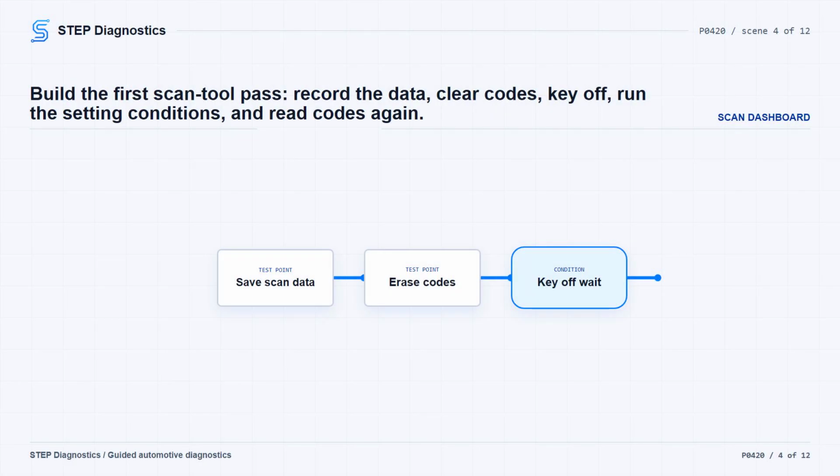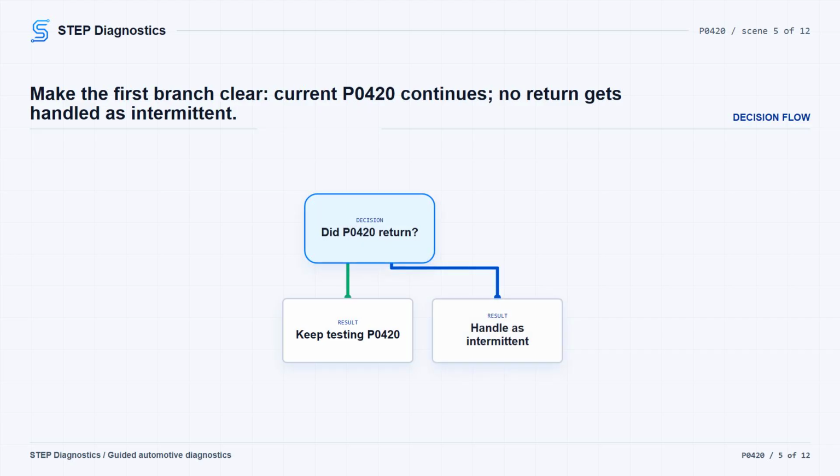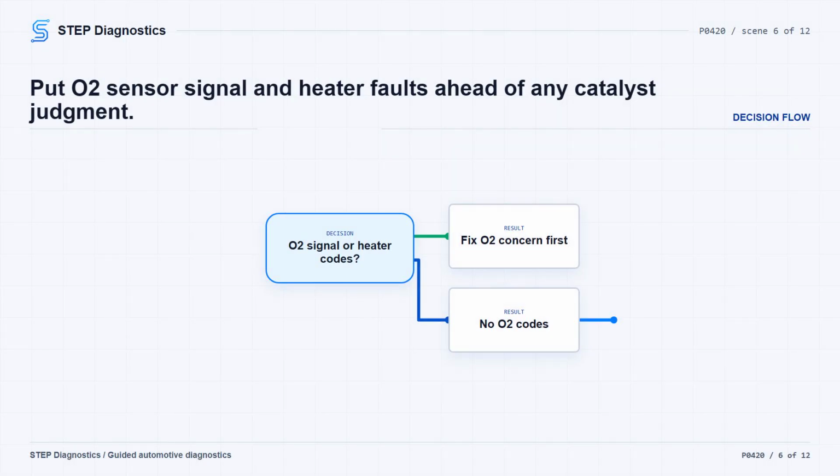First, use the scan tool to read codes in all modules and record the diagnostic information. Save the scan report and the recorded data so you have the conditions from the failure. Then erase the codes, turn the ignition off for a minimum of 10.0 seconds, turn the ignition back on and operate the vehicle under the conditions that set the fault. Read the codes again. If P0420 returns, continue with the catalyst efficiency path. If it does not return, treat it as an intermittent condition, instead of forcing a hard failure that is not there.